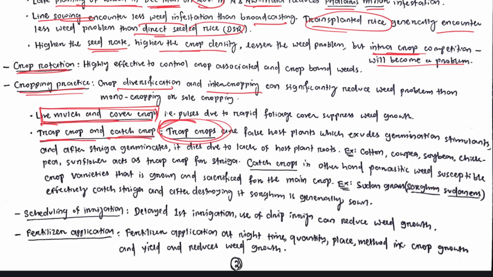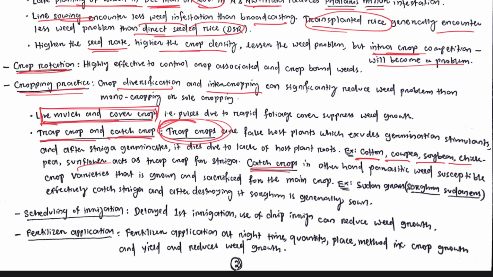After the germination of the parasitic weed, what do they need for their survival? They need the host plant. But in that field, there is no host plant for Striga available, because we have just stimulated the germination, but there is no host plant present yet. So they will ultimately be deprived of nutrition and will be killed. Examples of trap crops are cotton, cowpea, soybean, chickpea, sunflower. These are used as trap crops for Striga.